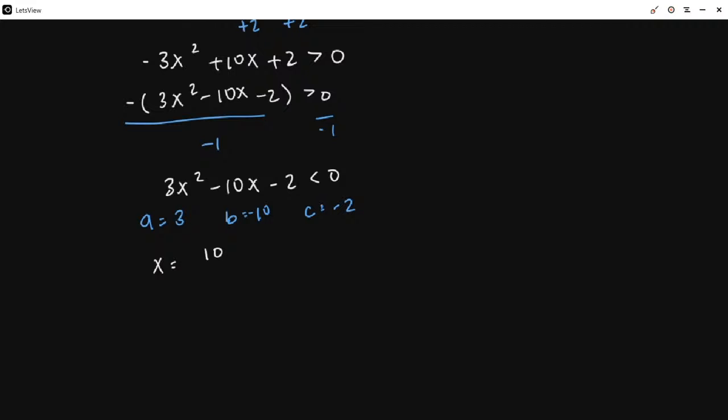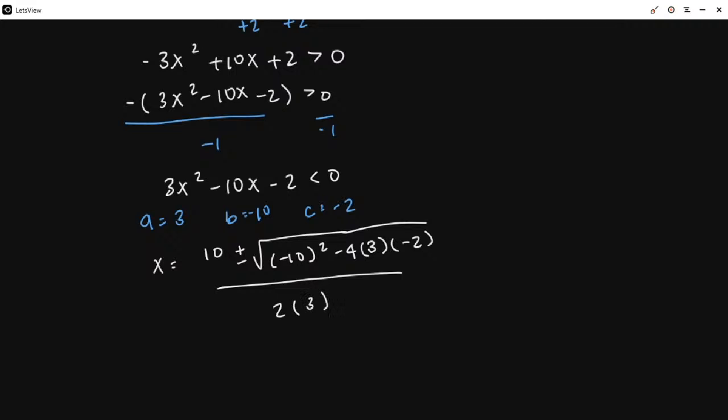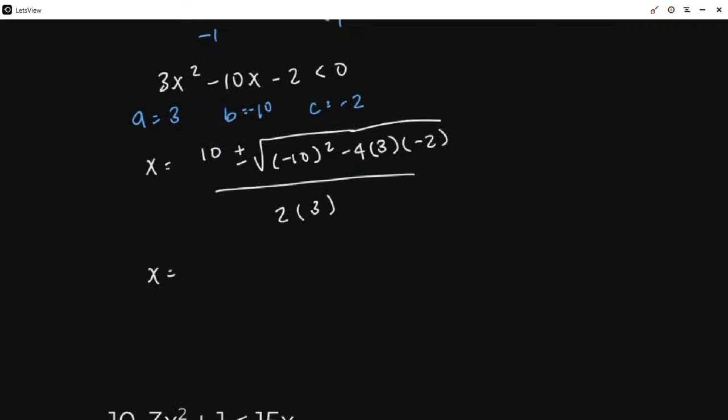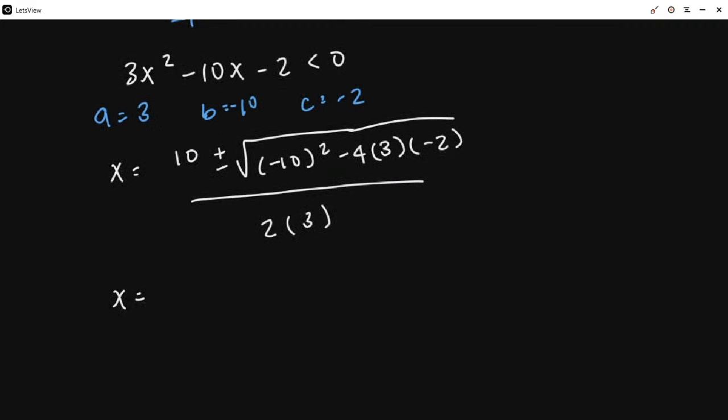Okay, so we'll get 10 plus minus the square root of -10 squared minus 4 times 3 times -2, over 2a. Okay, I'm going to simplify some things on the calculator, so I'm not going to write every single step because it just takes up a lot of space, and I don't have that much space.